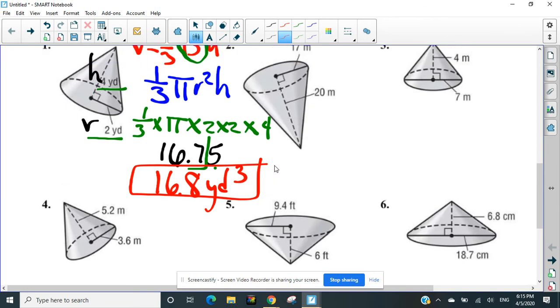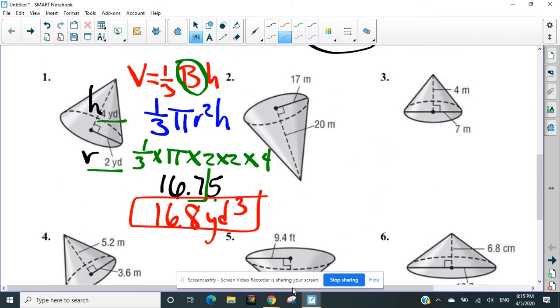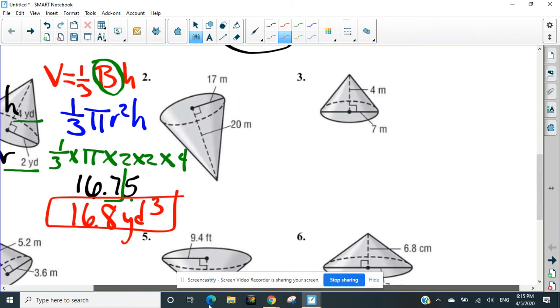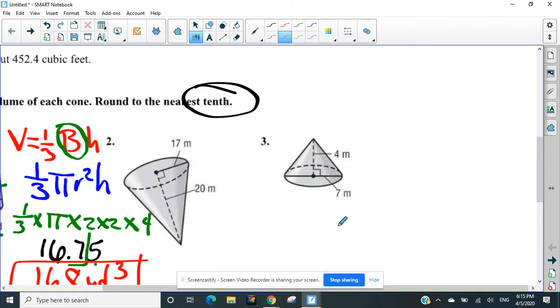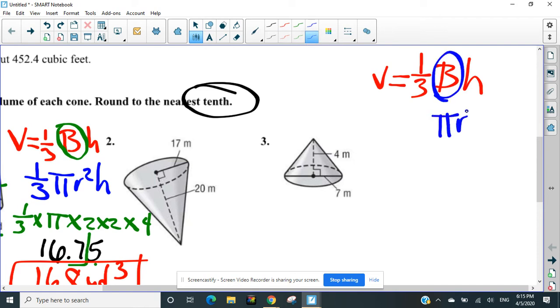Question number 1. Now I'm going to go over one of the examples that has a diameter, like for example here, number 3. Okay, so we're going to do exactly the same thing, where volume equals, I'm sorry, I forgot, 1/3 area of the base times the height, where the area of the base represents pi r squared. Bring down the height, bring down the 1/3.